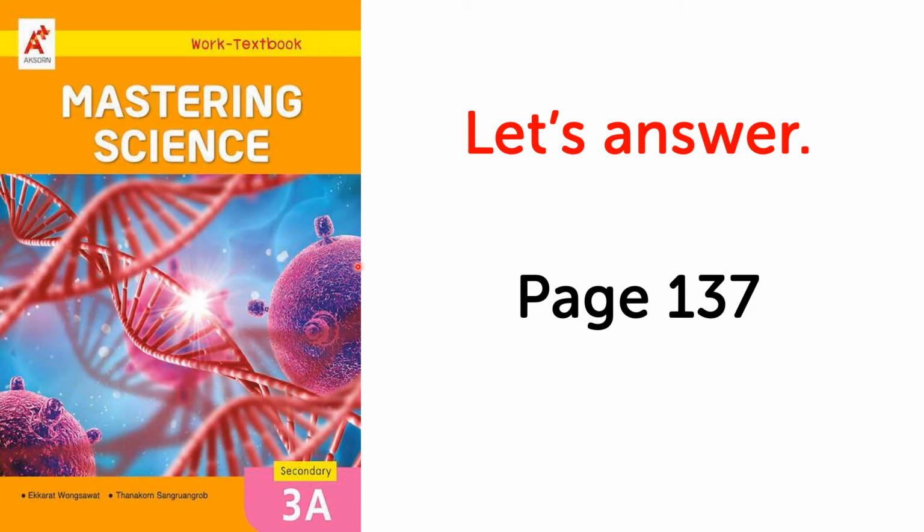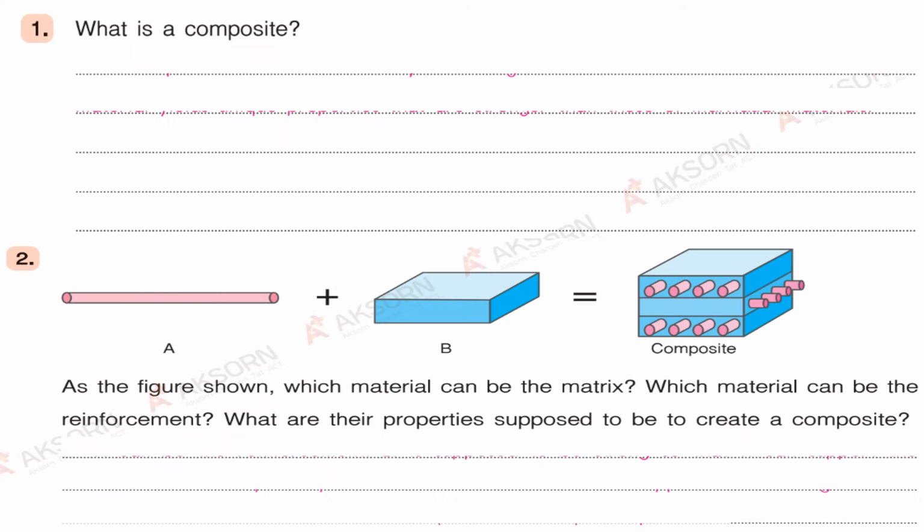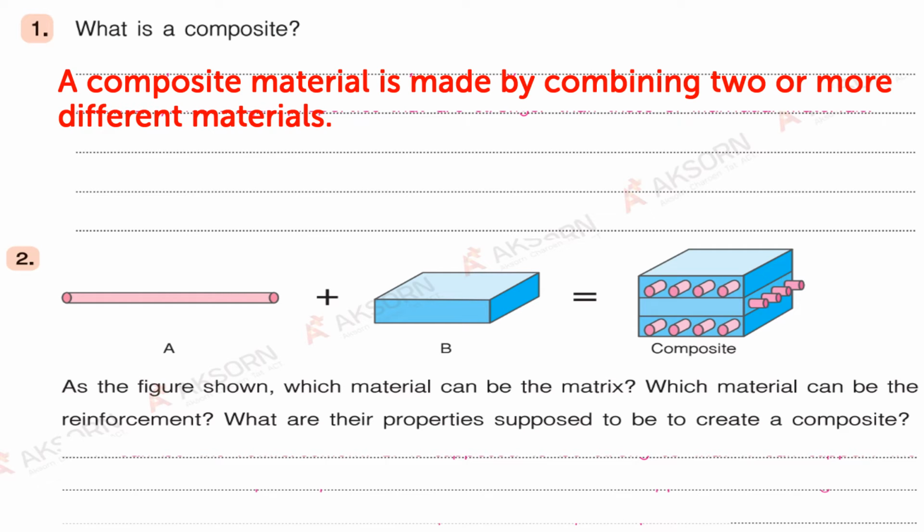Now, let's go to your page 137 and let's answer together the questions there. Once again, what is a composite? A composite is a combination of two or more different materials. When you combine them, you have to make sure that one is a matrix and one is a reinforcement.